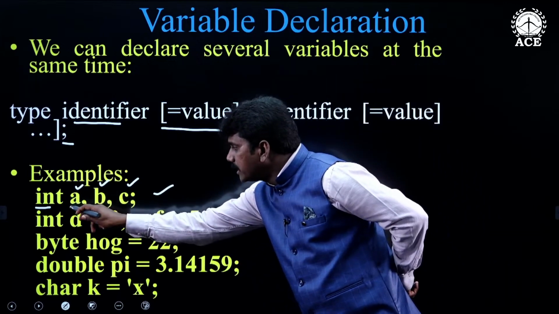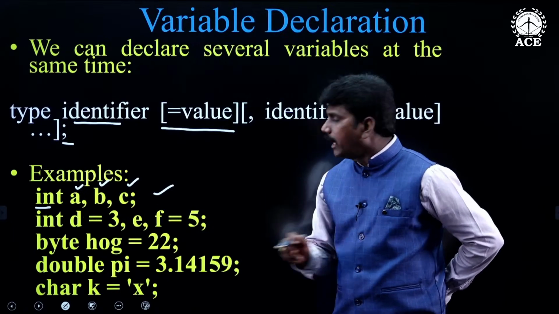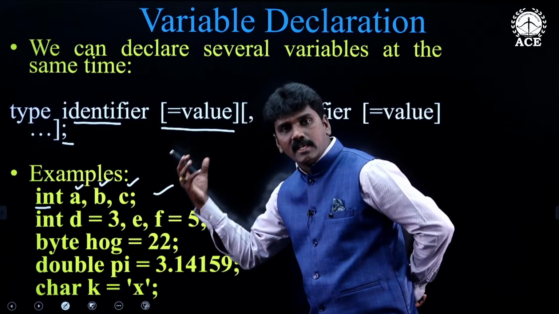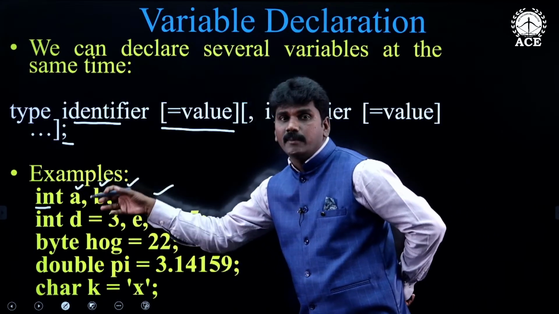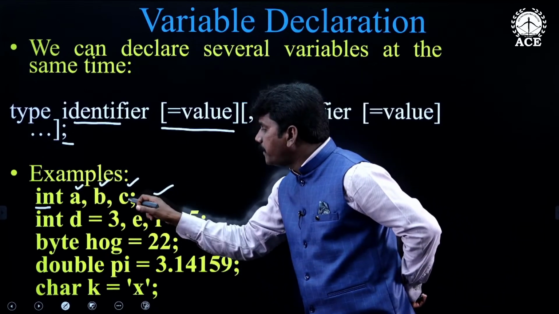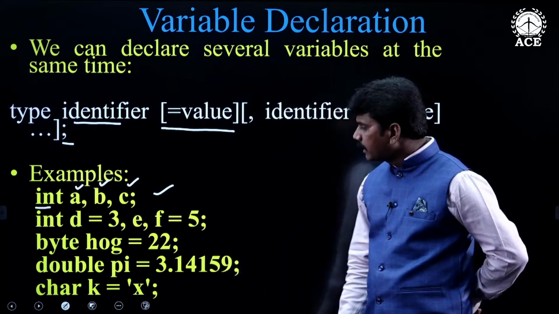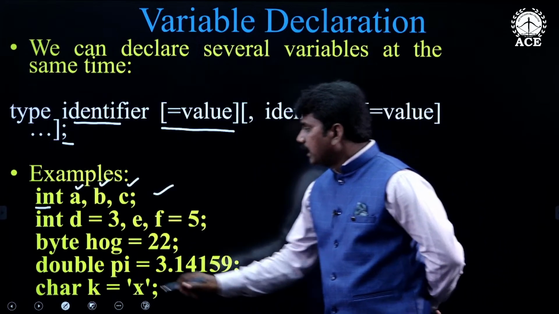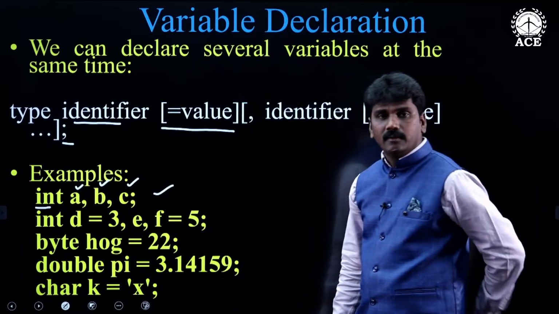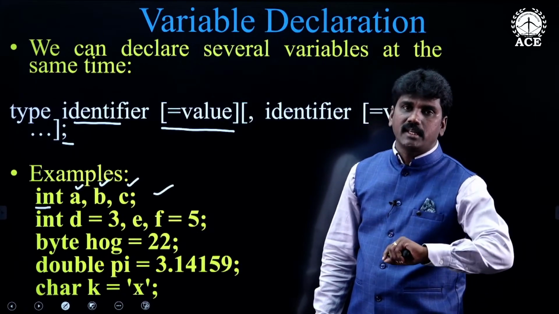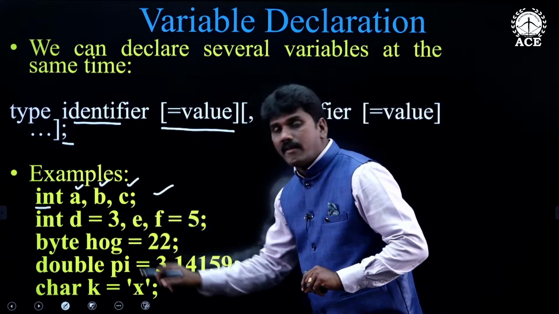Whether it is a valid statement or not? Yes, it is a valid statement and it is a valid declaration of the variables also. Here a, b, c are three variables of integer type. Second one, int d = 3, which means one variable d is declared and it is assigned the value 3.